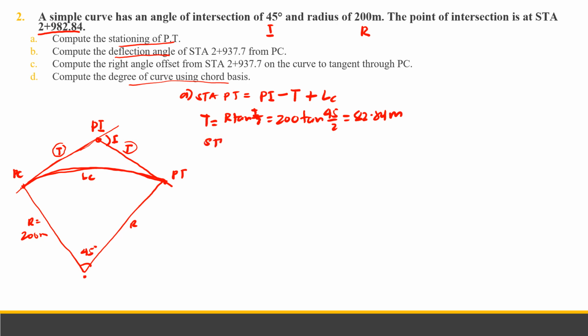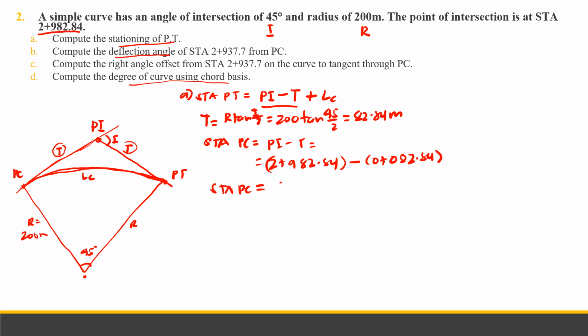So, first determine the stationing of PC. So, stationing of PC is PI minus T. So, itong formula to. So, this is equal to 2 plus 982.84 minus 0 plus, since 82.84 lang siya, so 82.84. So stationing ng PC is equal to 2 plus 900.